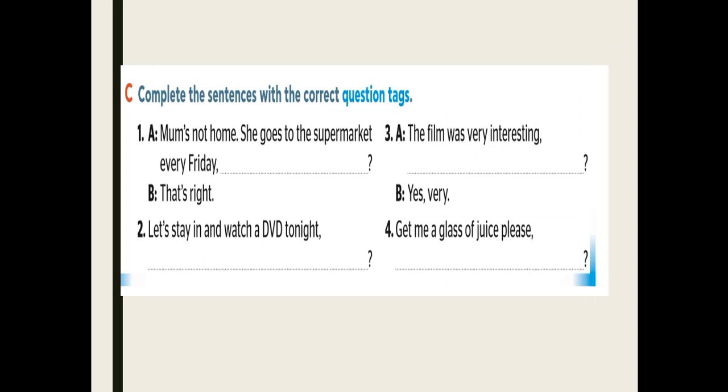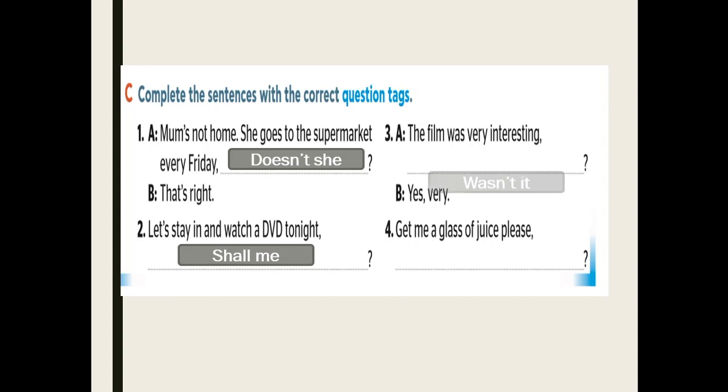Now complete the sentence with the correct question tag. Mom is not at home. She goes to the supermarket every Friday. Yes, right? Doesn't she? That's right. Let's stay in and watch a DVD tonight. Right? Shall we? Right? The film was very interesting. Wasn't it? Yes, very. Get me a glass of juice, please.